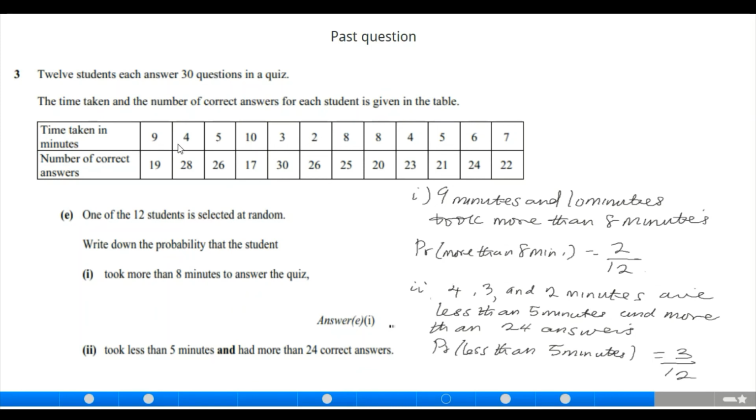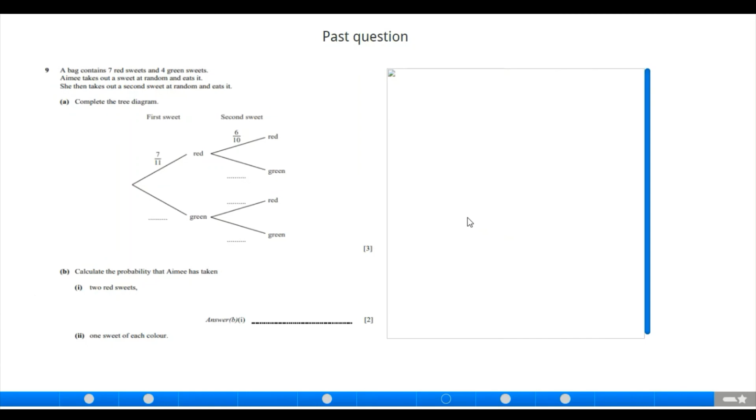So we add them together: a student with 4, another student with 3, and another student with 2. 1 plus 1 plus 1 will give us 3. Then divided by the total number of students, that is 12. There's going to be 3 over 12. Okay. Now, what we have here is a tree diagram.